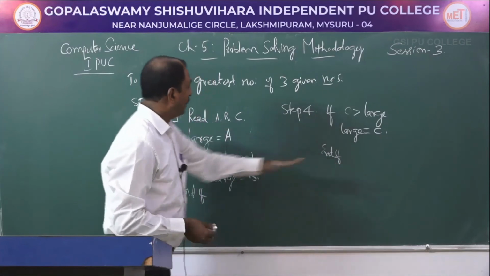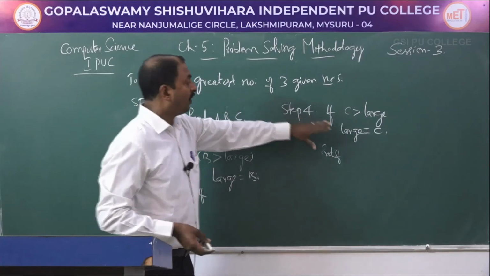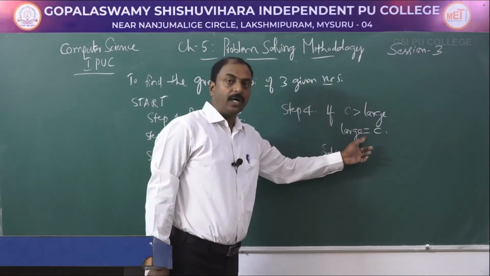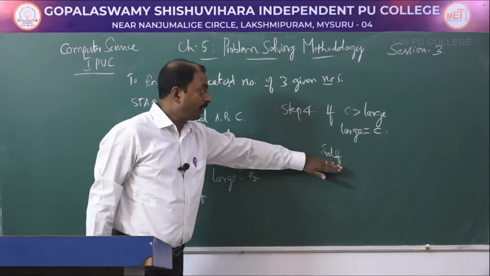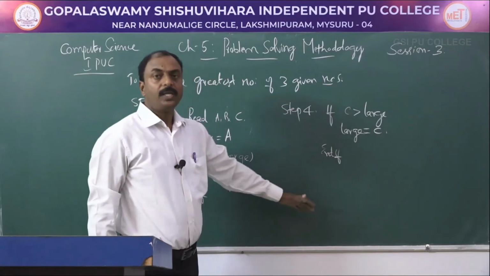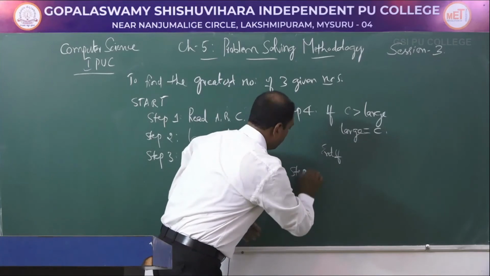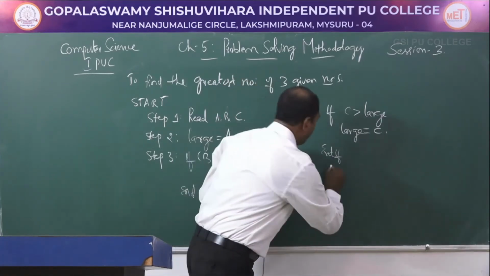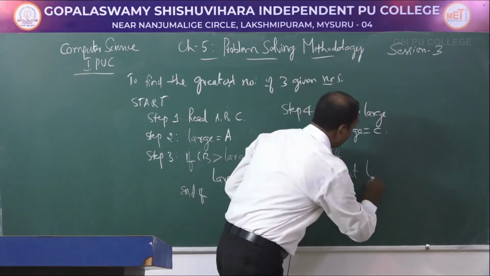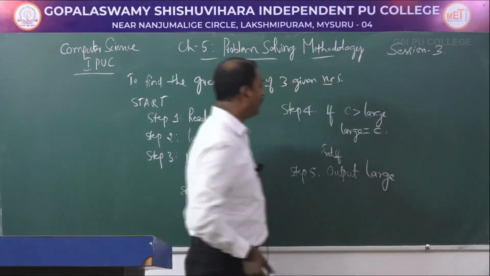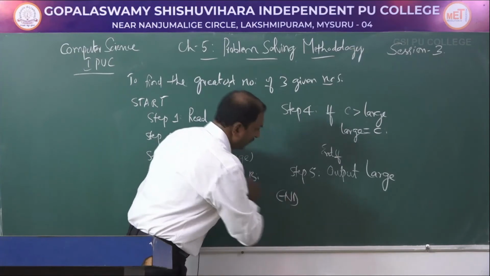So at the end of step 4, some value will be stored in the variable large, or the largest number will be stored in large, that has to be output, that we have to print. So step 5, we have to print, or we have to output large, and after that we have to end this algorithm.